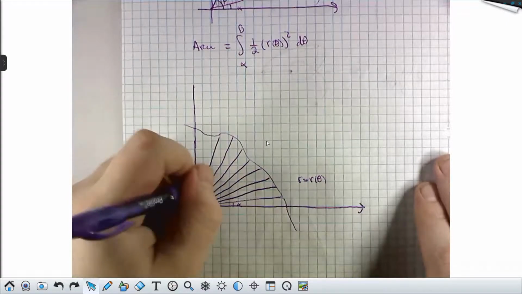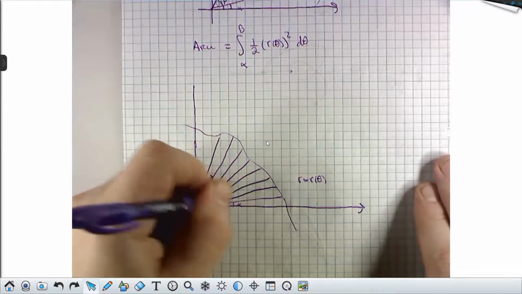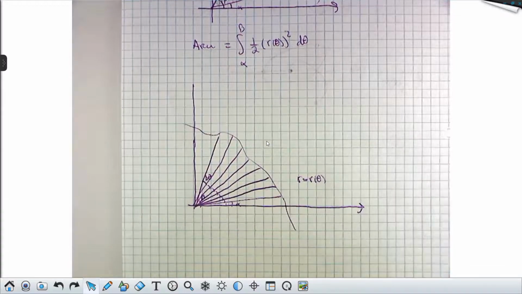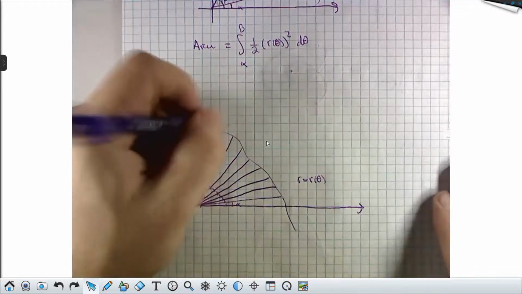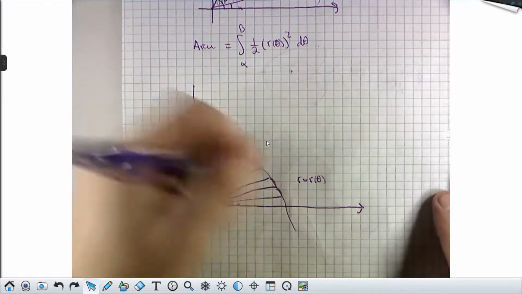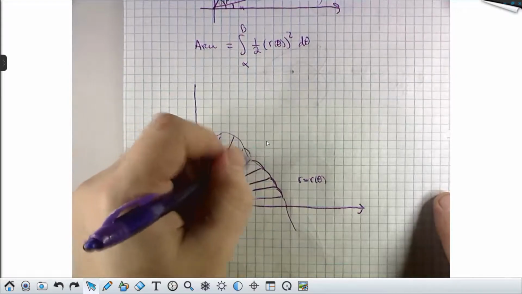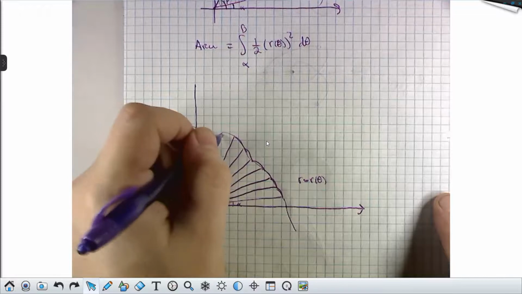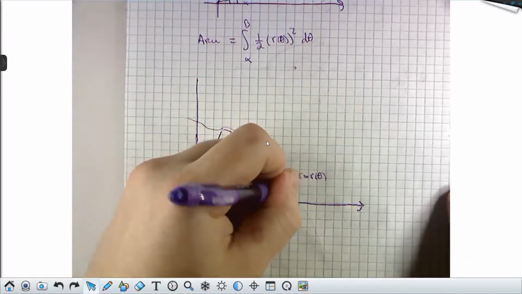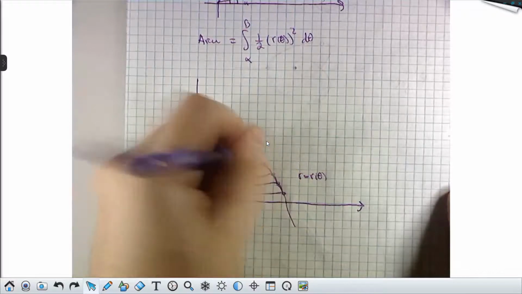So each one of these guys is a little angle delta theta. They're all the same. They're all delta theta. So it's like partitioning the angle interval alpha beta into subintervals. And then you treat each one of these things as a little sector of a circle. So you approximate each of these areas by pretending they're sectors of circles of that radius. What radius? Well, the radius from the right endpoint of each one of those subintervals.